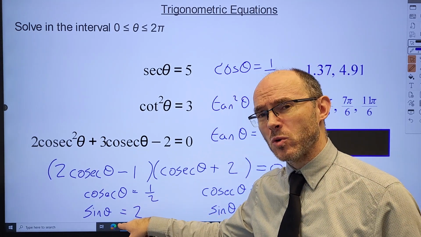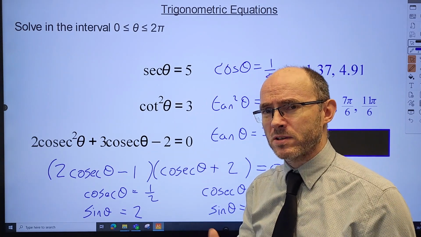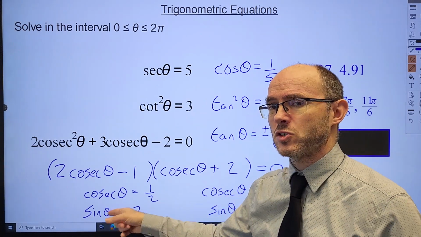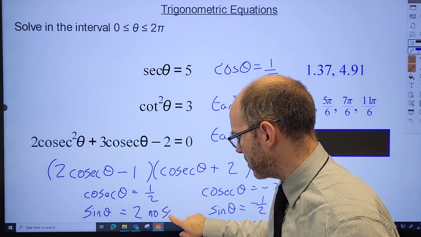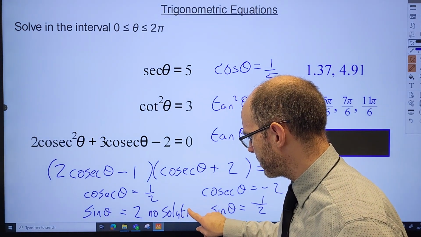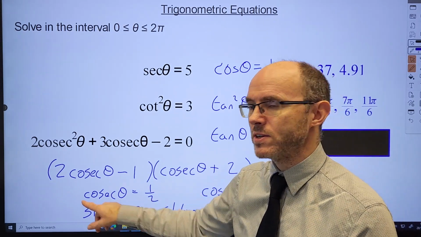That will have no solution, of course. So don't try it in your calculator. It'll give a math error because there's no solution. You can't do the inverse sine of 2. Okay? So that's got no solution. I sometimes write down there, no solution, just to show that there's no answers generated from that part of it.